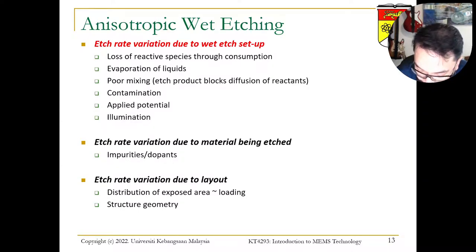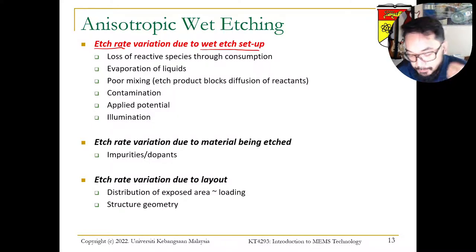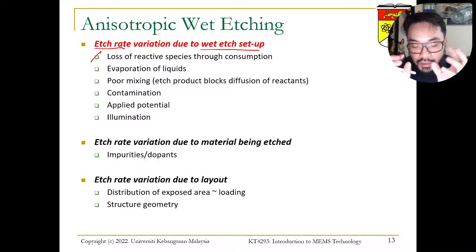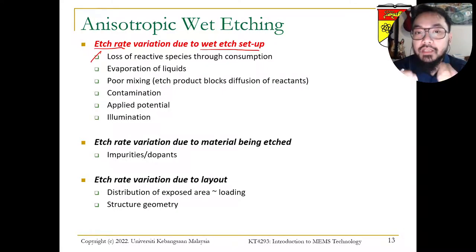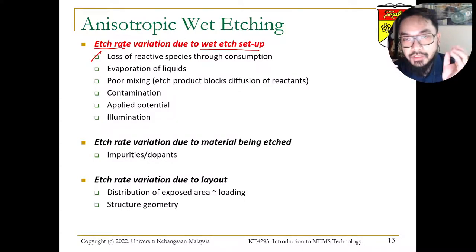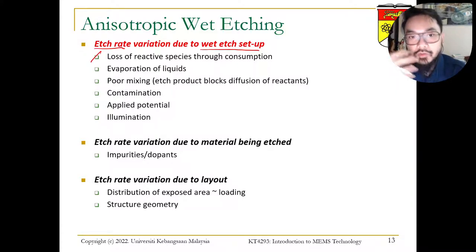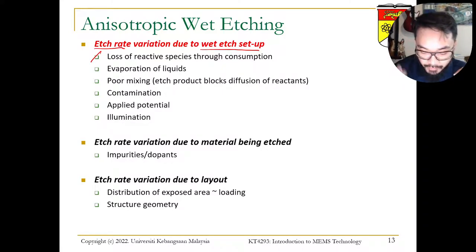For wet etching setup, the etch rate can be controlled by or dependent on these things. The first one is loss of reactive species through consumption. If you are using an etchant which is acid, the acid molecule is your active molecule that is doing the etching. The etching is basically a chemical reaction, and when it takes place you have byproduct. So the active molecules are consumed in the chemical reaction. As you carry on etching, less and less active molecules are available, therefore the etch rate also will drop. This is what we mean by loss of reactive species through consumption, which is basically chemical reaction.